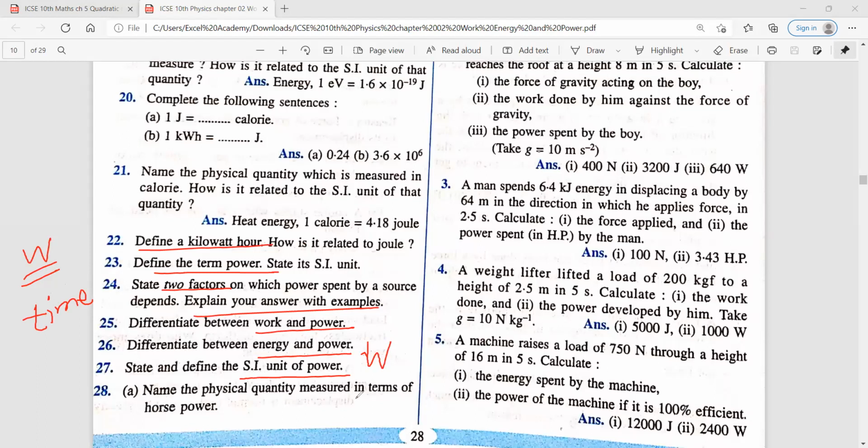Name the physical quantity measured in terms of horsepower. Power. Horsepower, power. What is the relationship between horsepower and watt? Sir, 1 watt is 746. No, sir, 1 horsepower is 746. 1 HP is 746 watt or 0.746 kilowatt. Good, very nice, very nice.